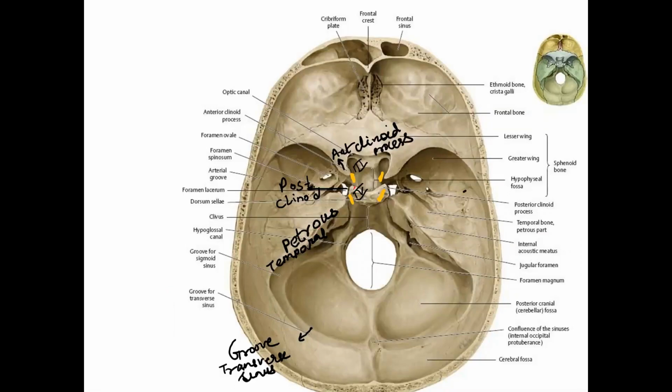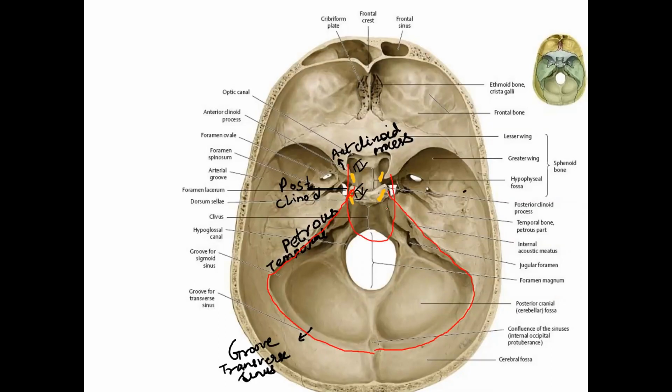The attached margin will be attached along the posterior clinoid process, then along the superior border of the petrous temporal bone, and then along the margins of the groove for the transverse sinus. Similarly, we can mark on the opposite side the petrous temporal and the groove for the transverse sinus on the occipital bone. The free margin is attached to the anterior clinoid process, and this is the tentorial notch.